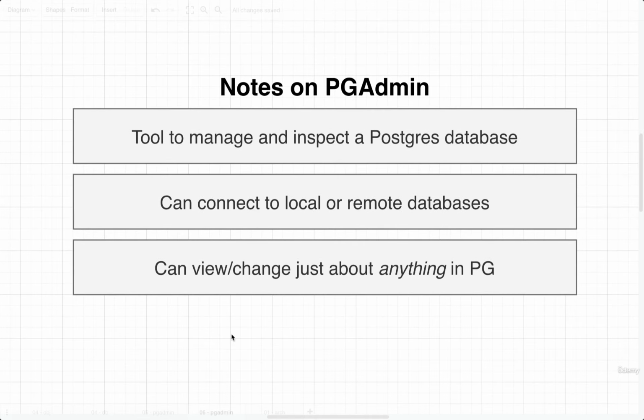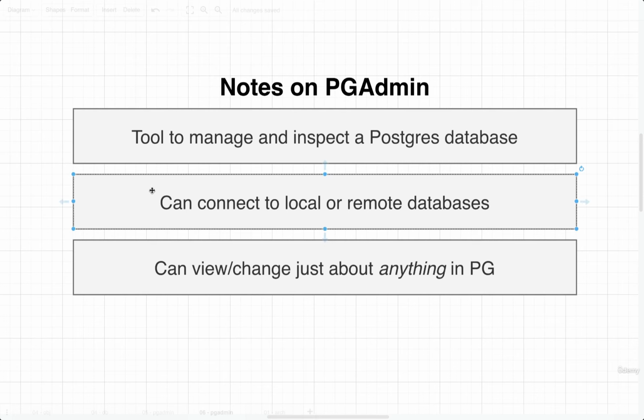So let's talk a little bit about what pgadmin is and why we installed it at all. So pgadmin is a web-based tool to manage and inspect a Postgres database. We can take a look at all the different tables, all the different rows inside there. We can run arbitrary queries. We can arbitrarily modify data inside the database as well. It is essentially our one-stop shop to change anything that we can possibly imagine about our database.